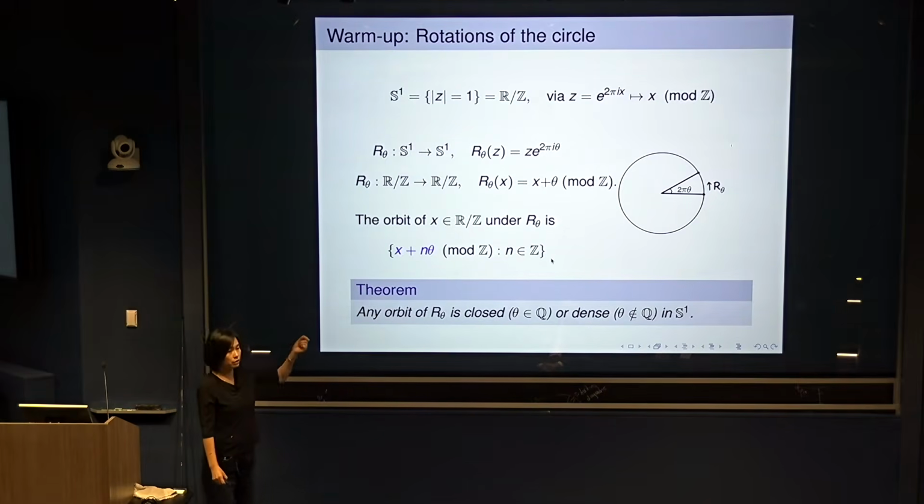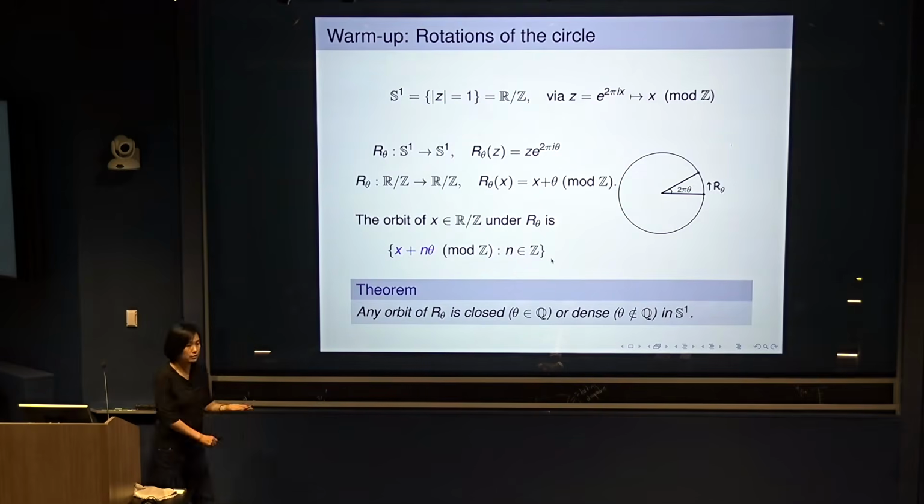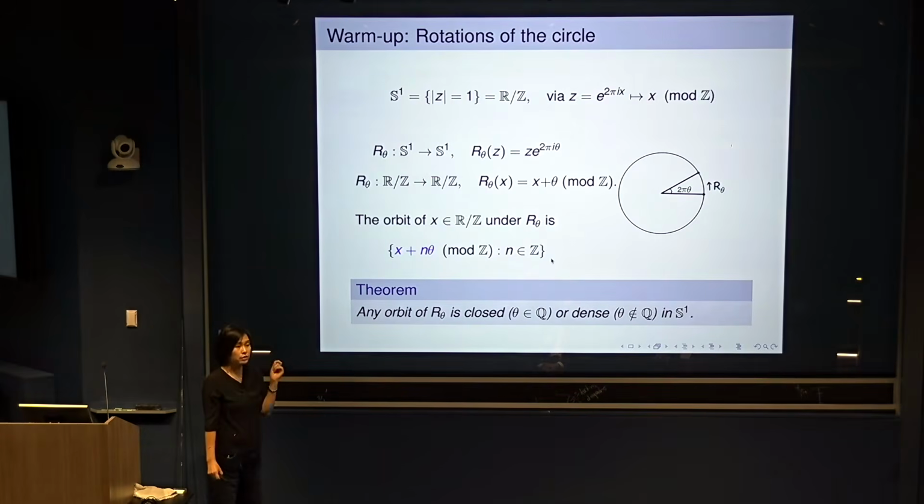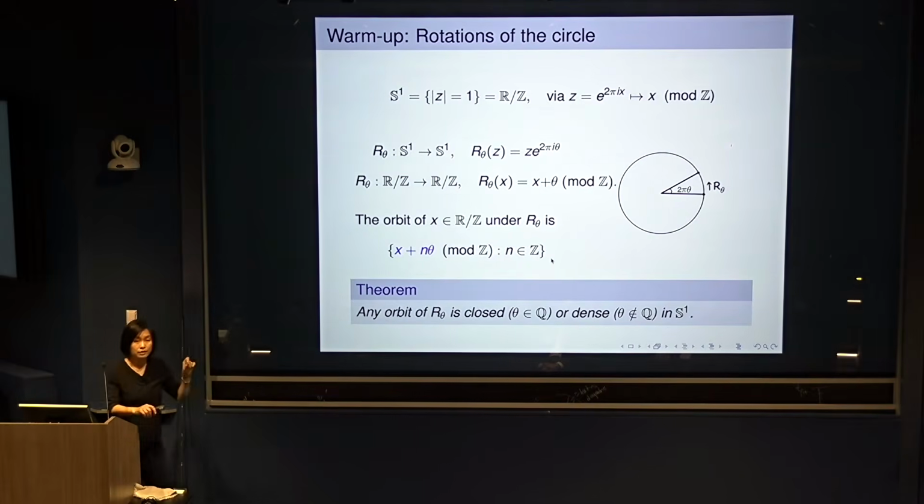Imagine she's standing somewhere on the circle, and then she jumps by 2 pi theta. We want to understand what places she's going to see. What is the closure of this orbit? If theta is rational, then clearly she's going to come back to the same place after finitely many steps. You rotate by a rational angle, and then you come back to the same place at some point. So the orbit is going to be closed and periodic. If theta is irrational, then you never come back to the same place by rotating 2 pi theta, and then another 2 pi theta, and so on. Moreover, it's going to be dense.